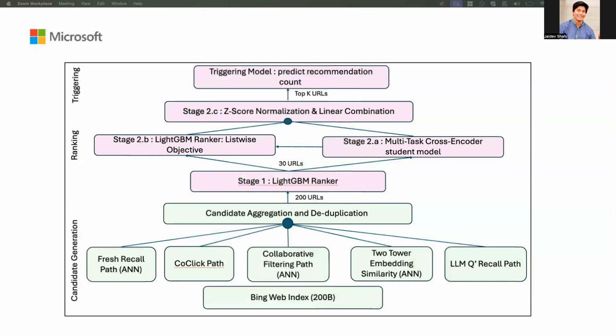All right, so let's go to ranking. After all of these recall paths generate candidates, we do deduplication. We send around 200 URLs, or URL2s to be specific, to the ranking layer.